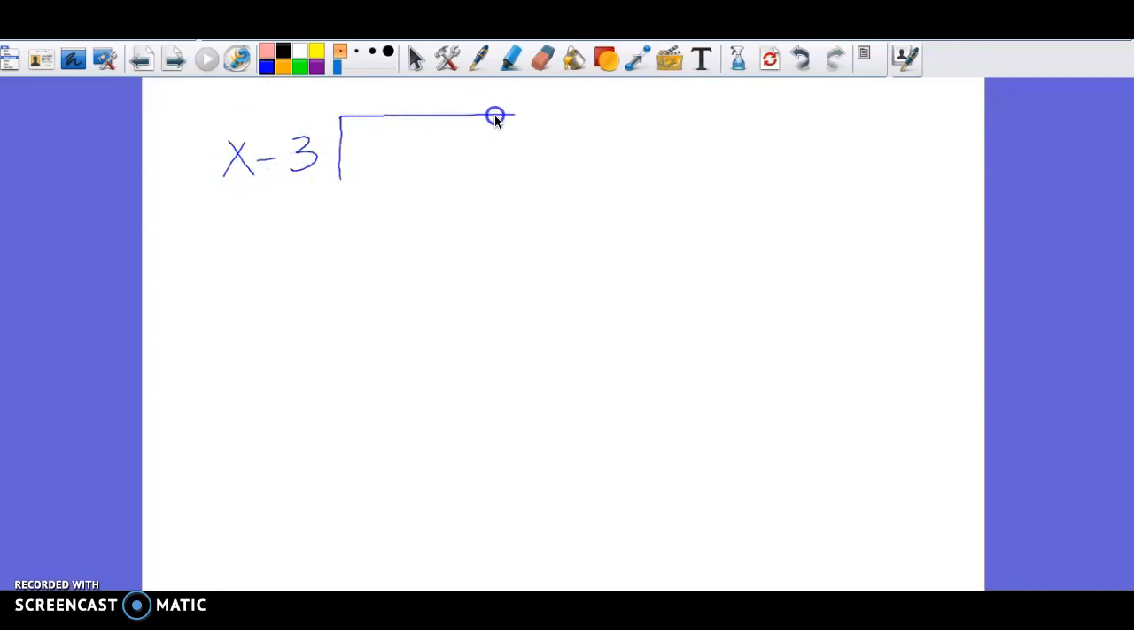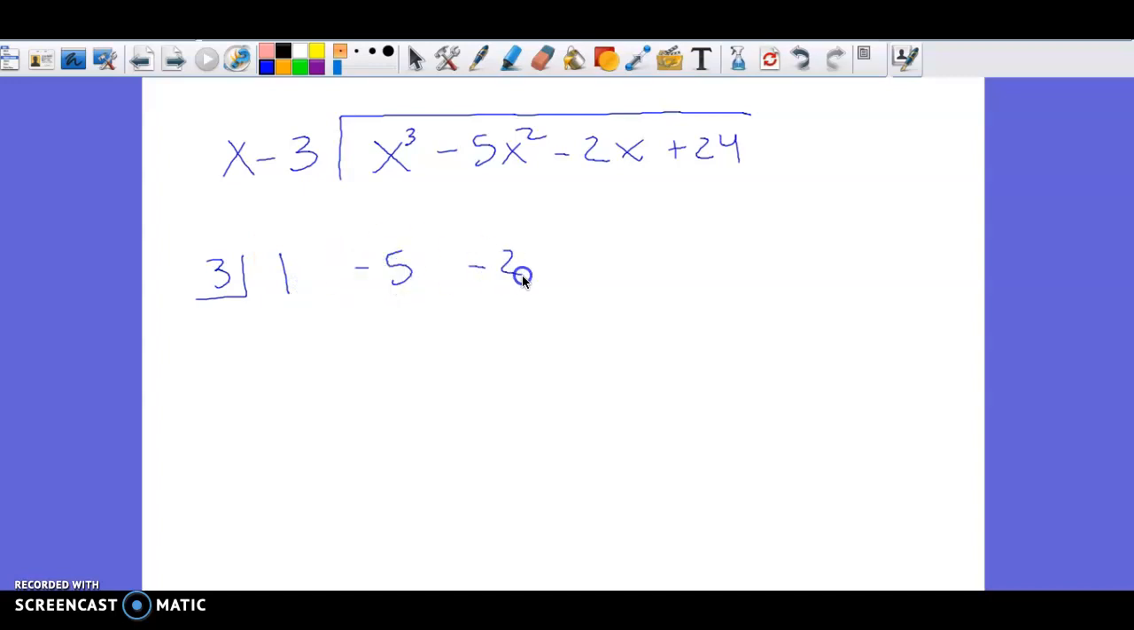I do like shortcuts, but I hate when the shortcut doesn't work for everything. So we're going to do one more. First of all, in my little box, I'm going to put a 3, 1, negative 5, negative 2, 24. I don't have any gaps, so I'm not going to put a 0.